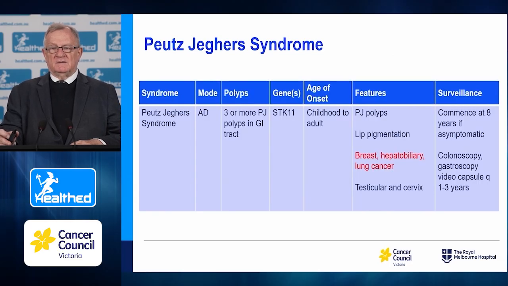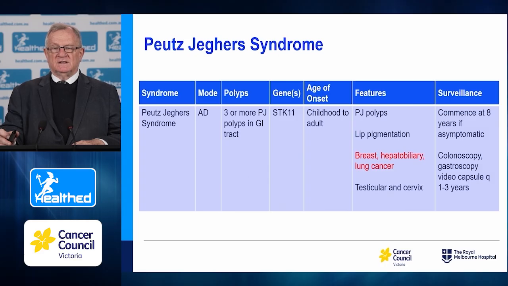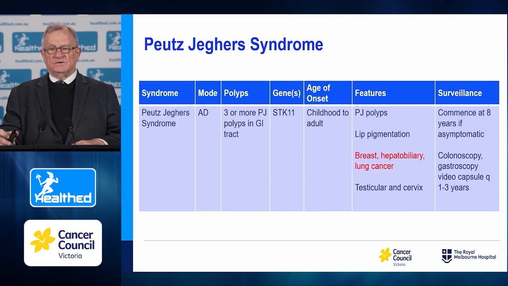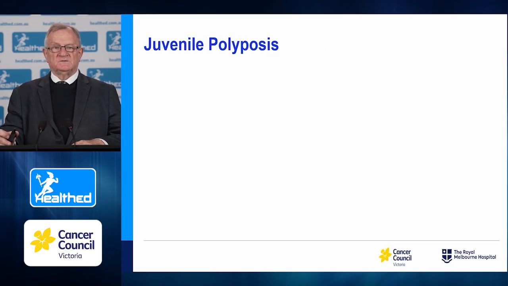And the management there, we have to remove the polyps, including in childhood, because of the probability of intussusception from small bowel polyps, and clearing the polyps and surveilling the patients for their breast, GI cancer risk and hepatobiliary risk, including endoscopic ultrasound and magnetic resonance imaging for the relevant risks there. Video capsule endoscopy has a place in these patients as well.